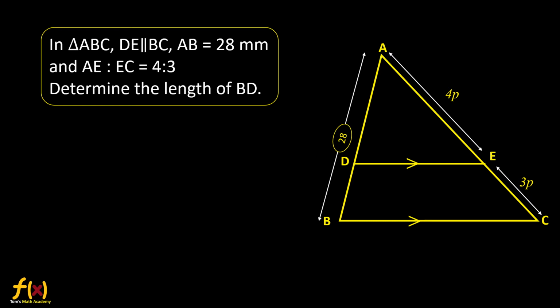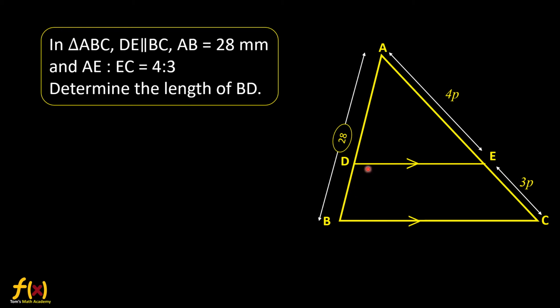Now, we are given the ratio AE is to EC is 4:3. It is not 4 mm is to 3 mm. Remember that. So when you get the question, on the diagram you can mark AE as 4P, 4 parts, and EC 3 parts, like that. And we are also given AB equal to 28 cm. We can also mark that length. Now, determine the length of BD.